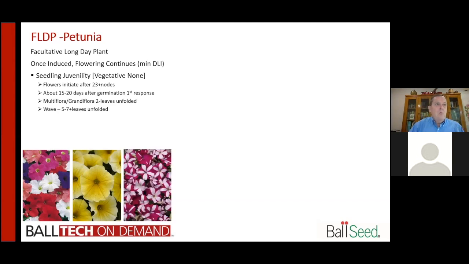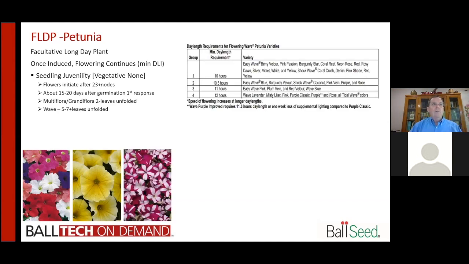So when do I do the waves? Well, actually, there are different critical photoperiods, the minimum day length required, and there's a table in this chart. There are also tables on the Pan Am website for wave petunias telling you whether you're in group 1, 2, 3, or 4, and this is the minimum day length, how long the day has to be to trigger flower initiation. Some of you have been challenged with Easy Wave Pink.